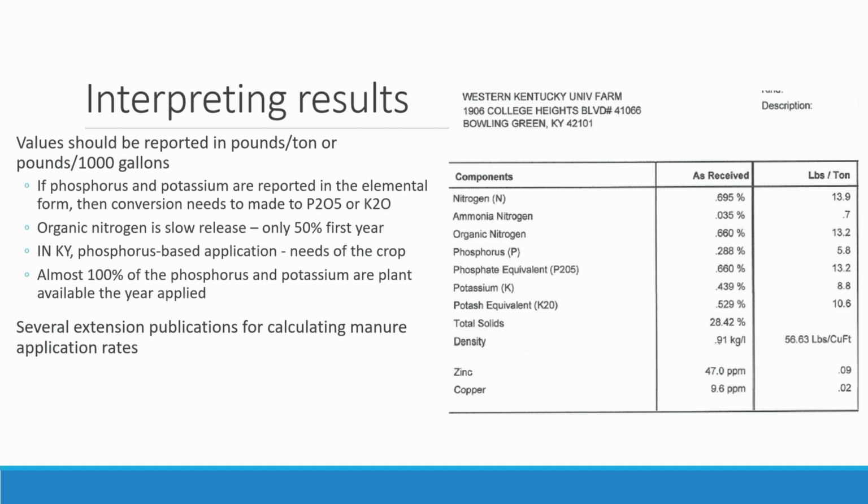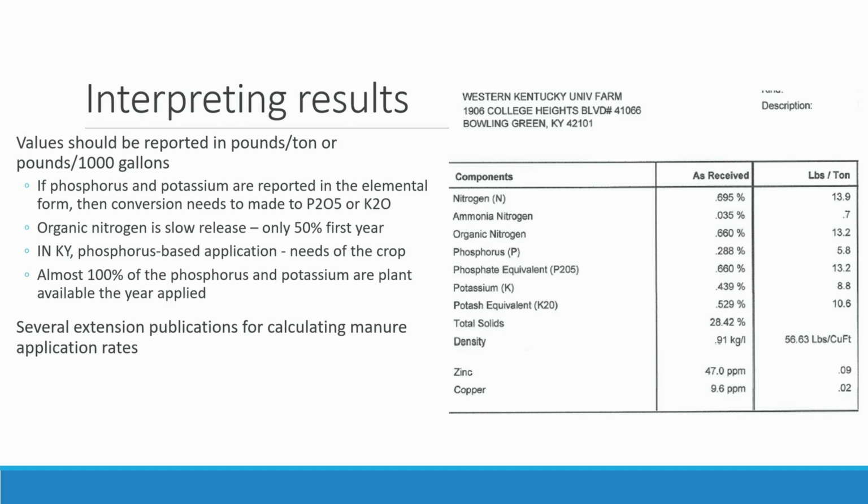The other thing that we need to look at in the results is whether the phosphorus or the potassium are reported in the elemental form. If they are not, they need to be converted into the P2O5 form or the K2O form. And those are the typical fertilizer forms that we think about when we're land applying.